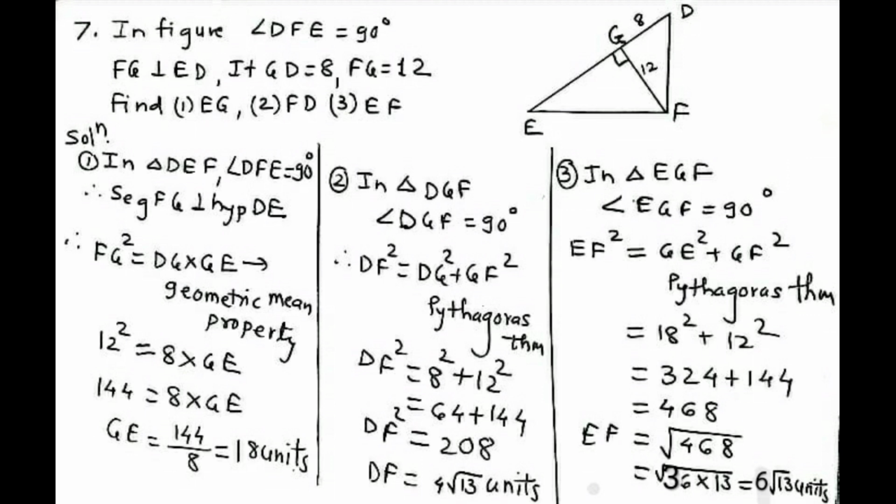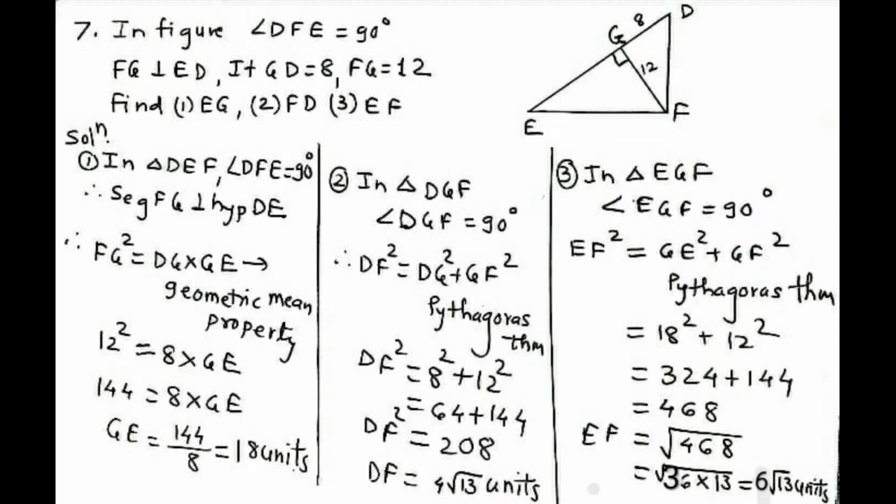Question number 7. In the figure, angle DFE is equal to 90 degrees. FG is perpendicular to ED. GD is equal to 8. FG is equal to 12. Find EG, FD and EF. Here, it is a right angle triangle, the altitude is drawn on the hypotenuse and therefore we know that FG square is equal to DG into GE. The reason is the geometric mean property.